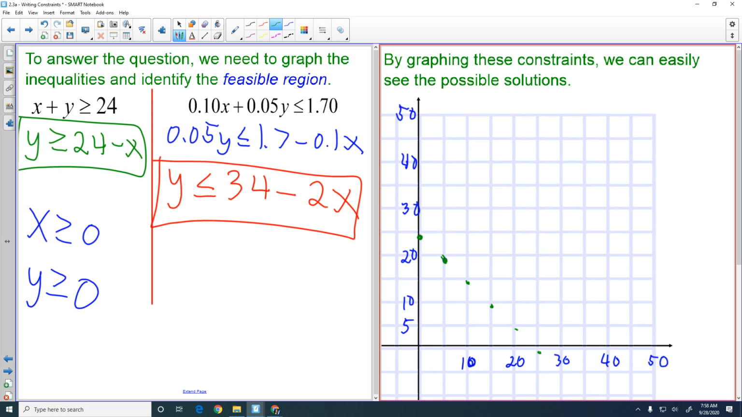This is a greater than or equal to, so it's going to be a solid line. And then would I shade above this line or below this line? Above. Above it. Excellent. Thank you. It's a greater than symbol.